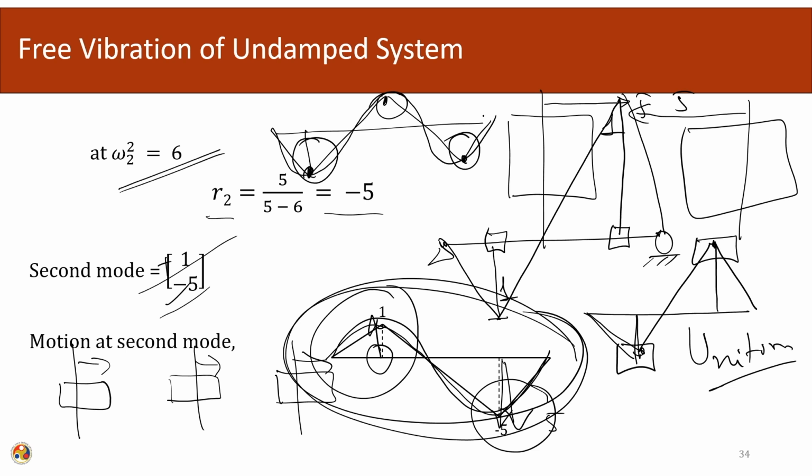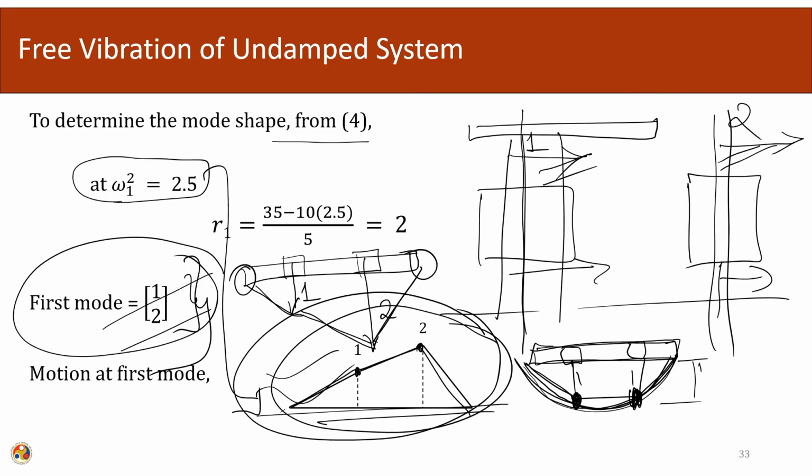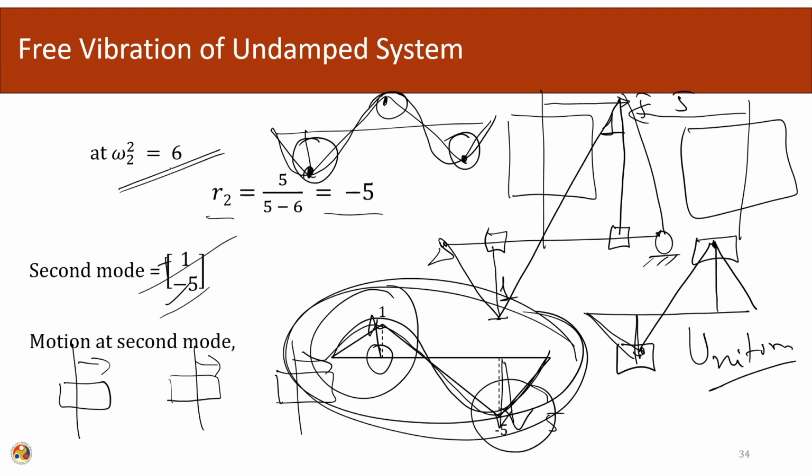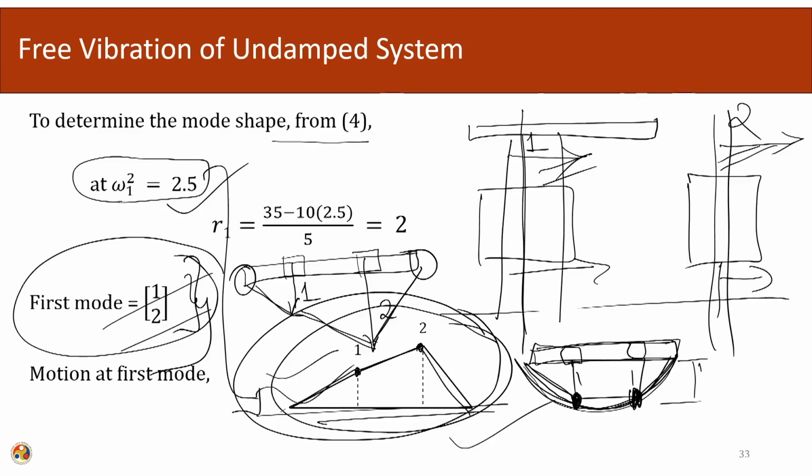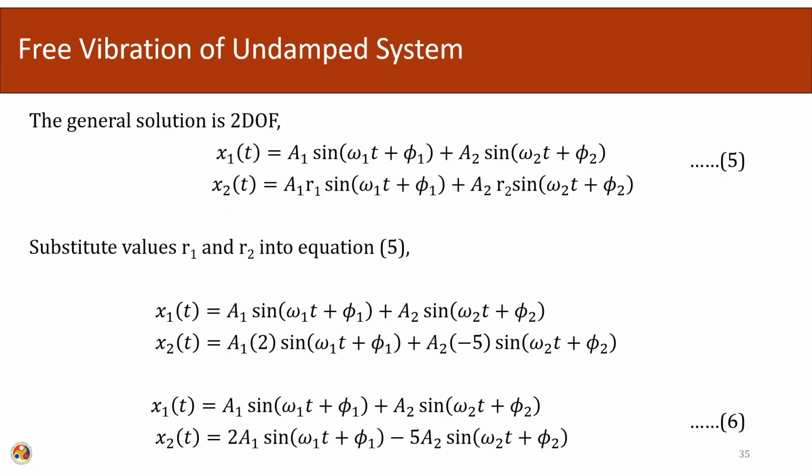Similarly, we can extend the complexity of the problem and keep on adding more masses. So, we established the frequencies and the mode shapes: the first frequency and its corresponding mode shape, and the second frequency and its corresponding mode shape. Moving ahead, this is the general solution for a 2 degree of freedom system.